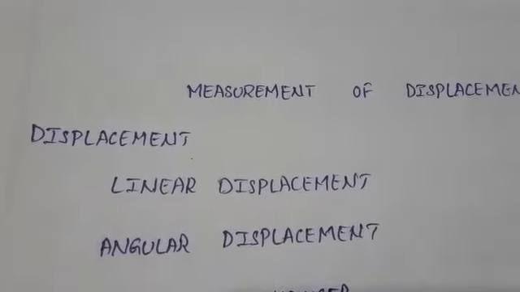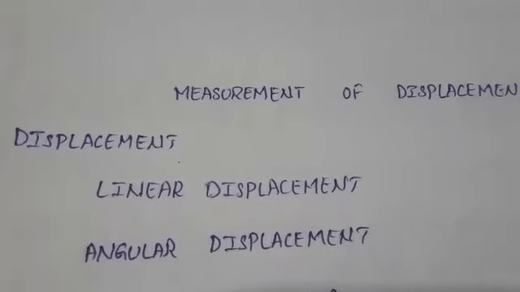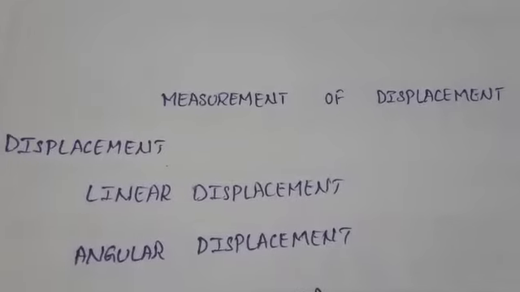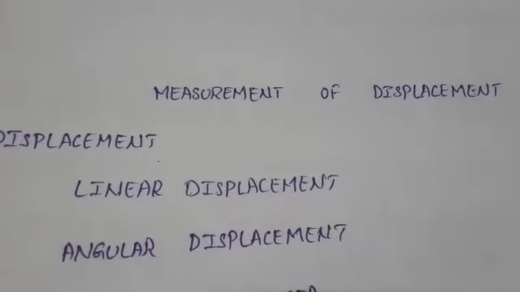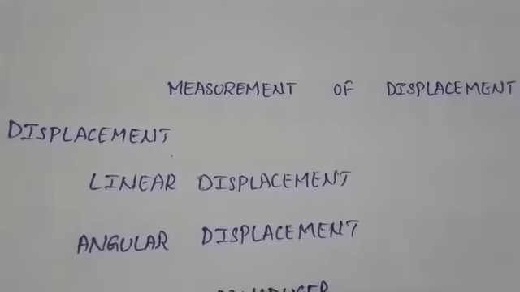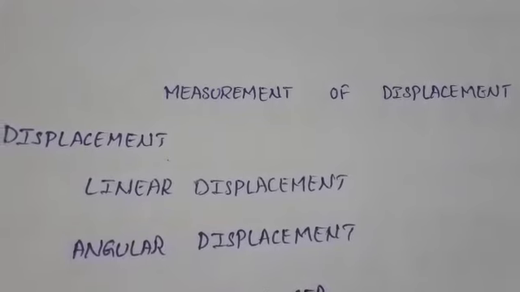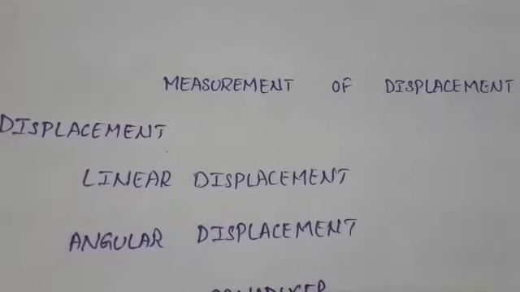Displacement can be divided into two types: linear displacement and angular displacement. Coming to linear displacement, the linear motion is measured in a few microns or a few centimeters, whereas angular displacement is rotational motion measured from a few seconds to 360 degrees.